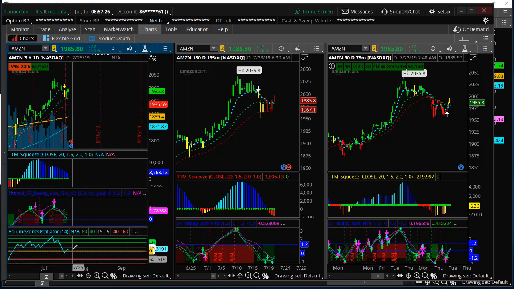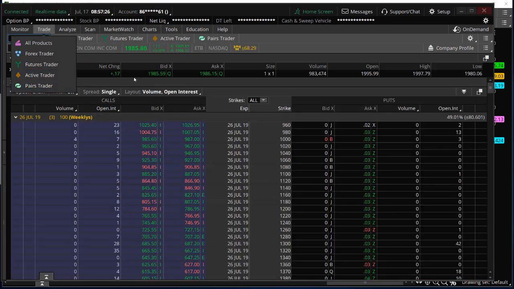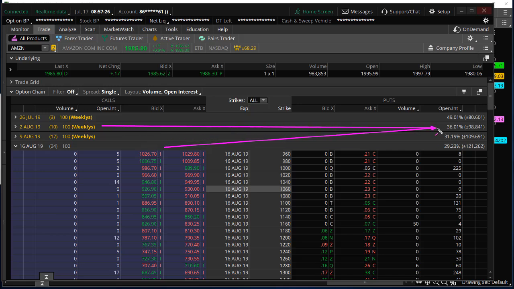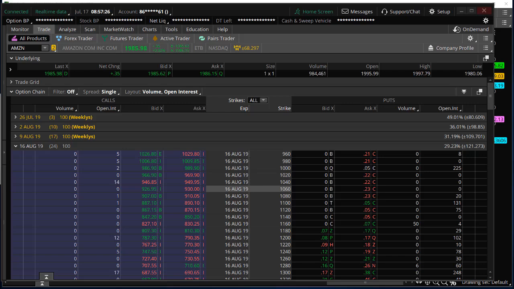Looking at it right here, you can see that Amazon is trading at $1985, and then you want to come over to your options chain. Like I was saying before, you don't want to do it in the earnings series, but this is for demonstration purposes. Looking at the August 2nd series, it's going to be about 10 days out. It's going to give you an implied volatility of about 36%.